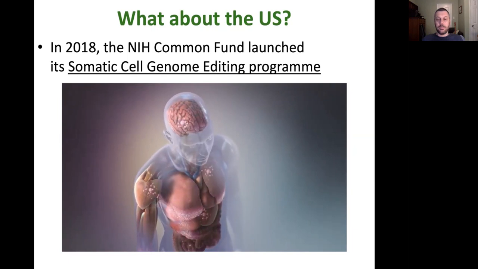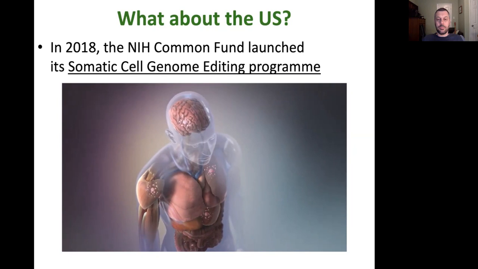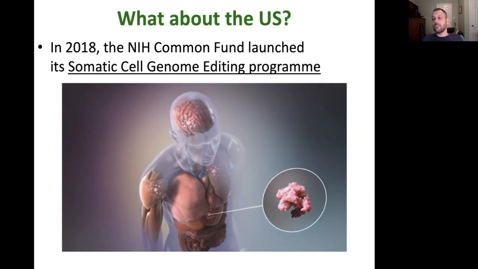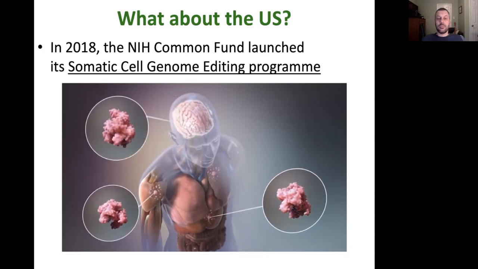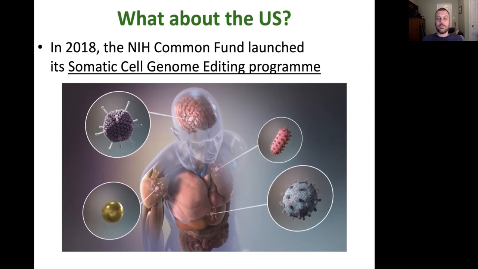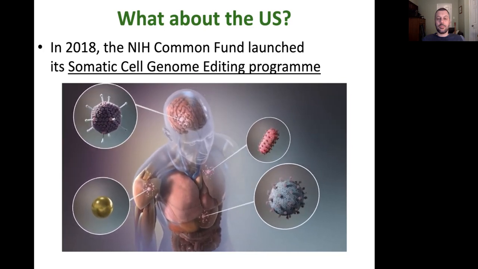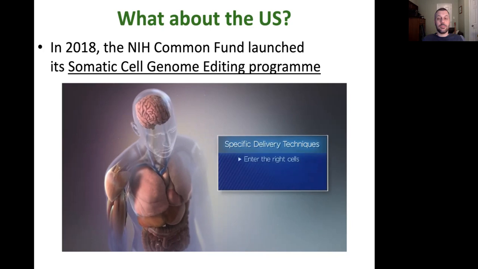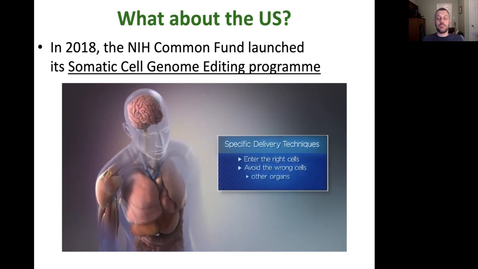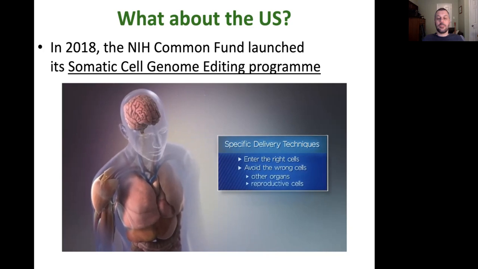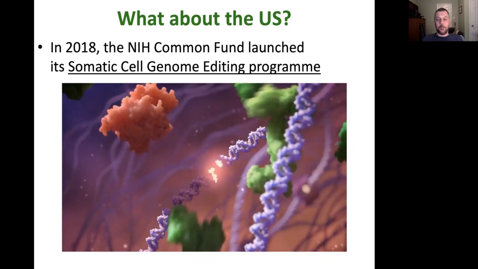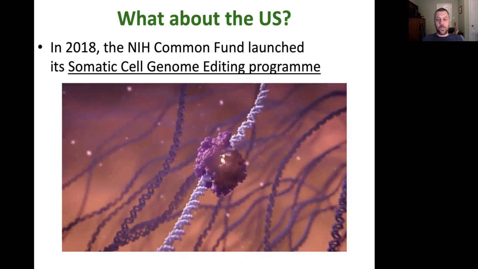For example, the DNA in millions of cells needs to be corrected to treat many diseases, and getting the editing tool into different types of cells, such as those of different organs, will require tailored delivery techniques and packages. The delivery techniques must be specific to enter the right cells and avoid the wrong ones, such as the cells of other organs or reproductive cells like eggs and sperm. Additionally, different types of editing tools may be needed to correct different types of mutations.